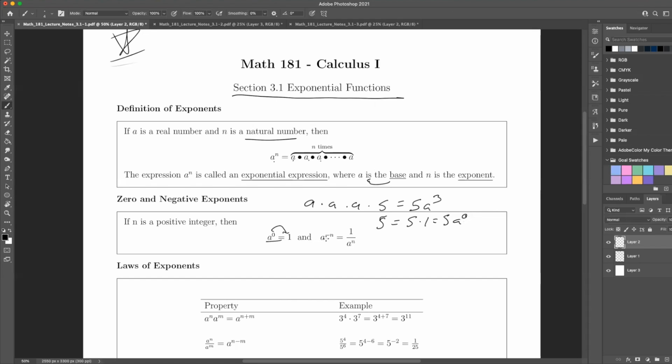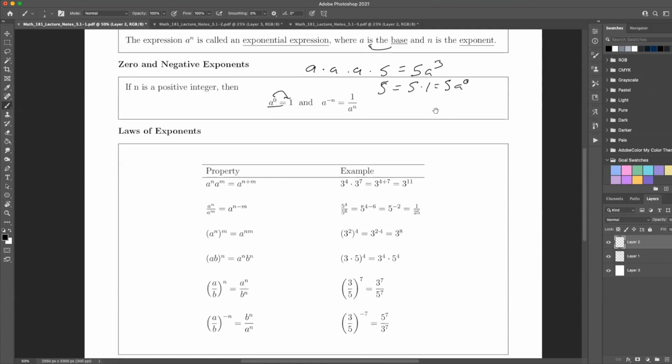A to a negative natural number is just 1 over a to the n. So it's divided by instead of multiplied. So that's what the exponents are, and we have all these laws of exponents.